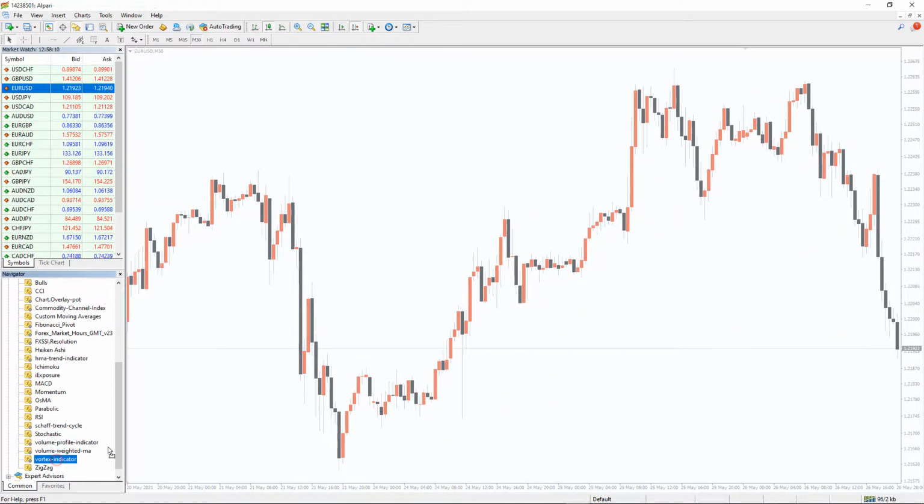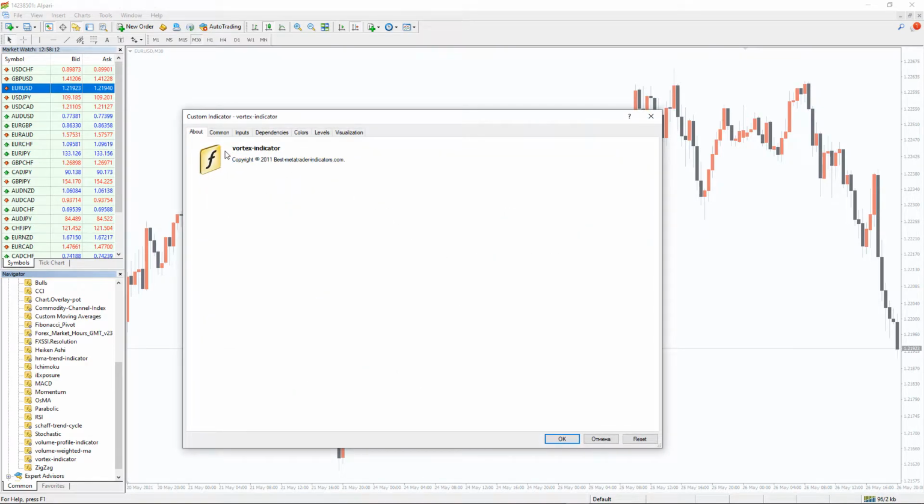To run the indicator, simply drag the Vortex Indicator from the indicator list to your MT4 chart. And please don't forget to click on the DLL imports in the settings window.